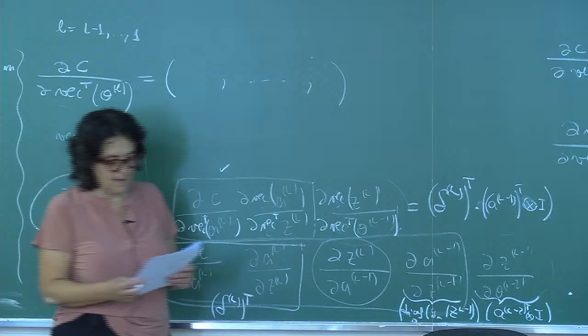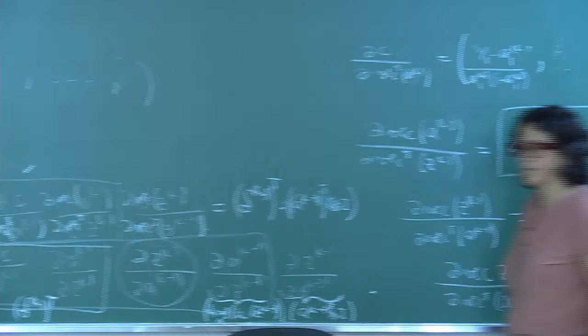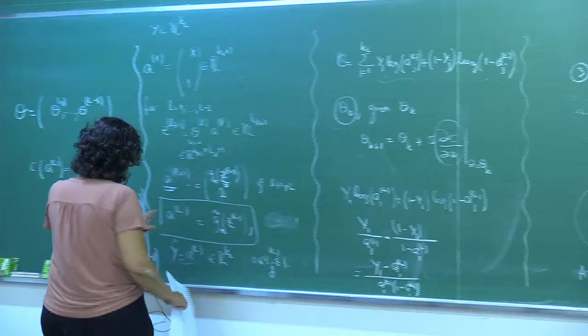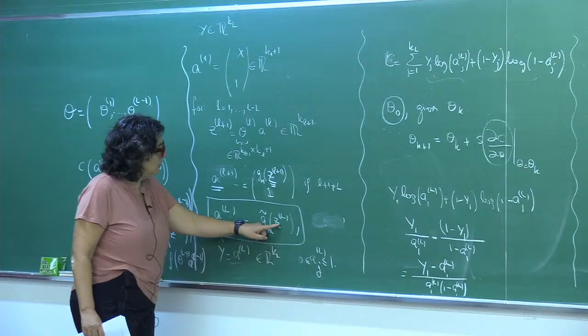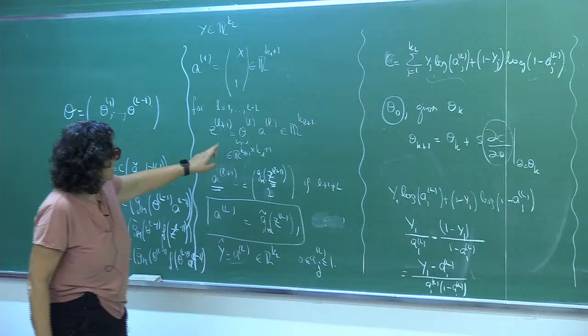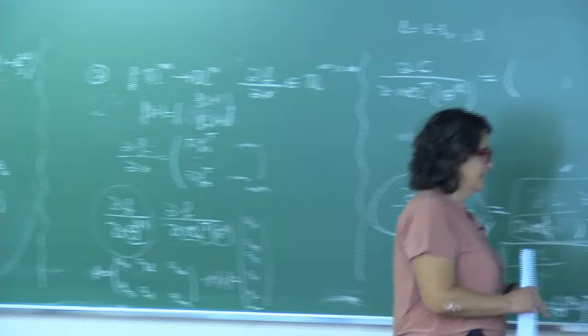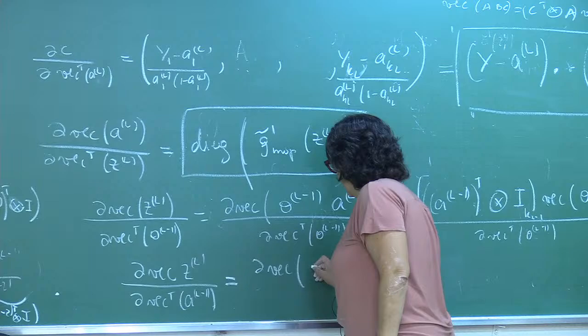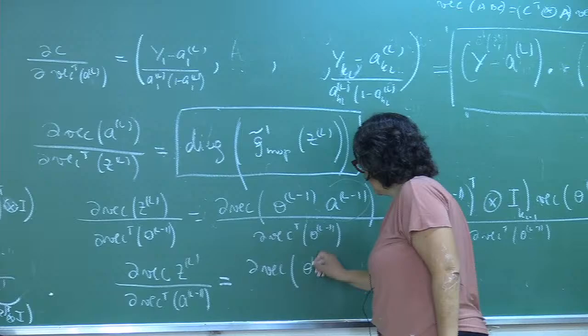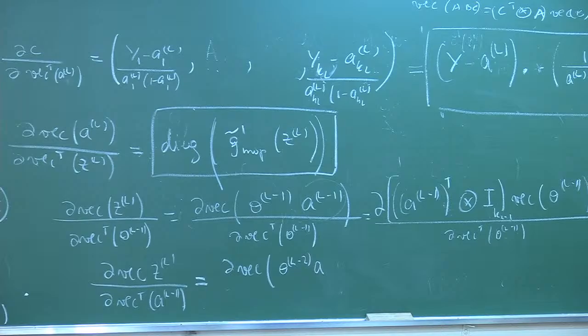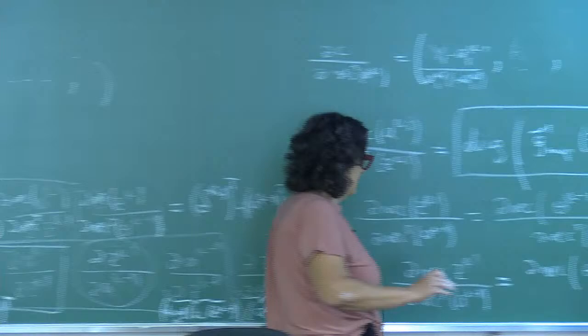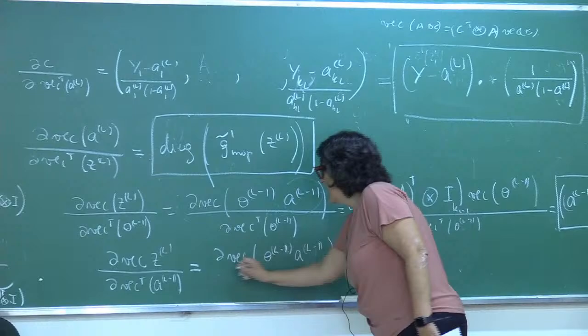How do I compute this one? Before, we had L, this one with respect to this one, the same number. But when we want to compute now, look at what we have now. We have C L with respect to A L minus 1. Therefore, I have to use this formula. This is the derivative of theta L minus 2, no? I have to look. Z L is all one less. Okay, C L minus 1, A L minus 1, with respect to the vec transpose A L minus 1.